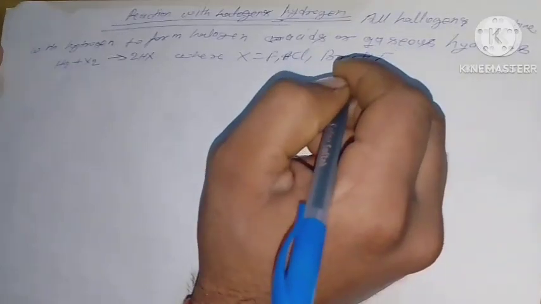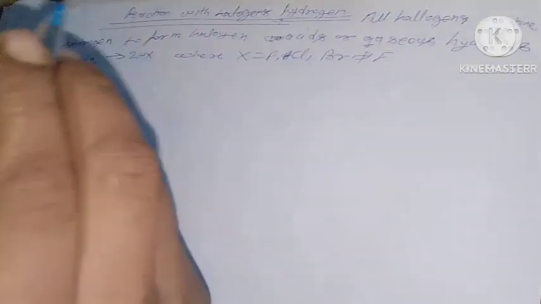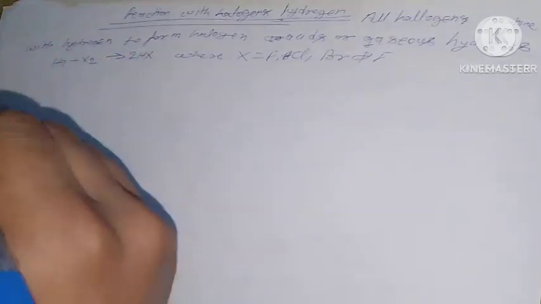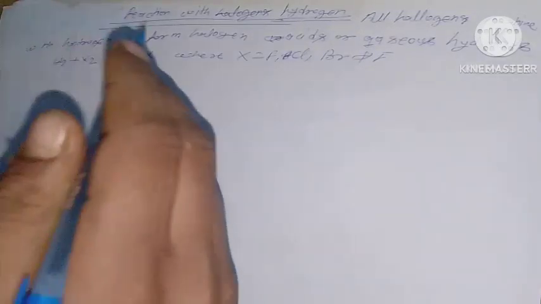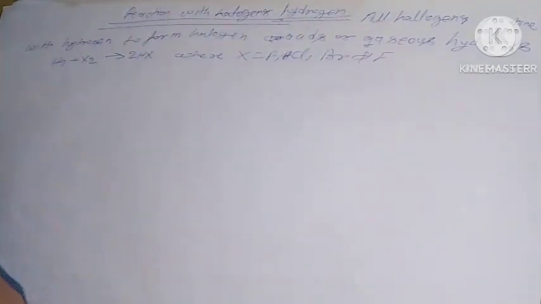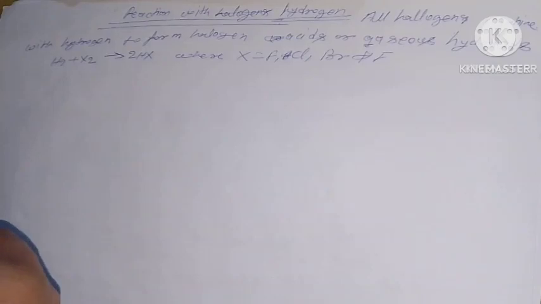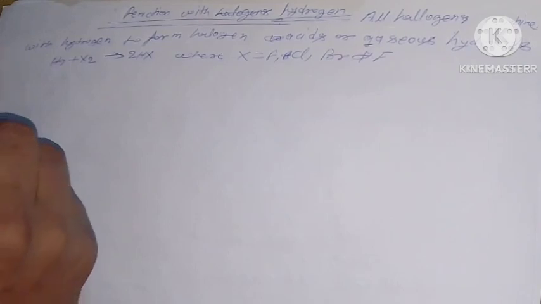All these hydrides, hydrogen chloride, hydrogen bromide, hydrogen iodide, are highly soluble in water and give strongly acidic solutions. Chlorine reacts most vigorously with hydrogen, while iodine reacts least vigorously, slowly.